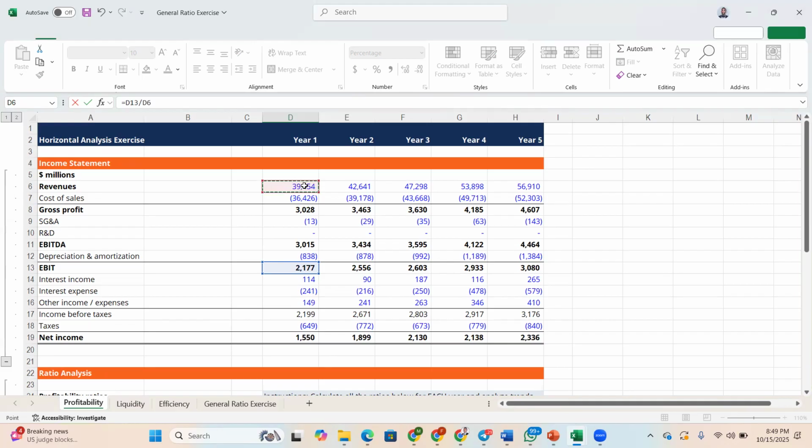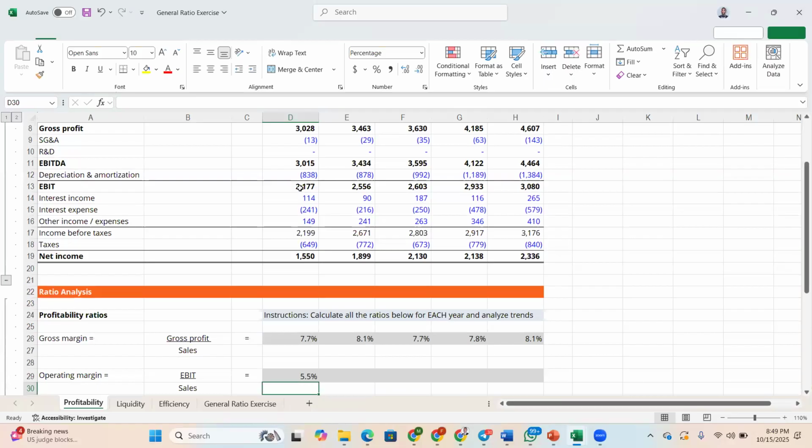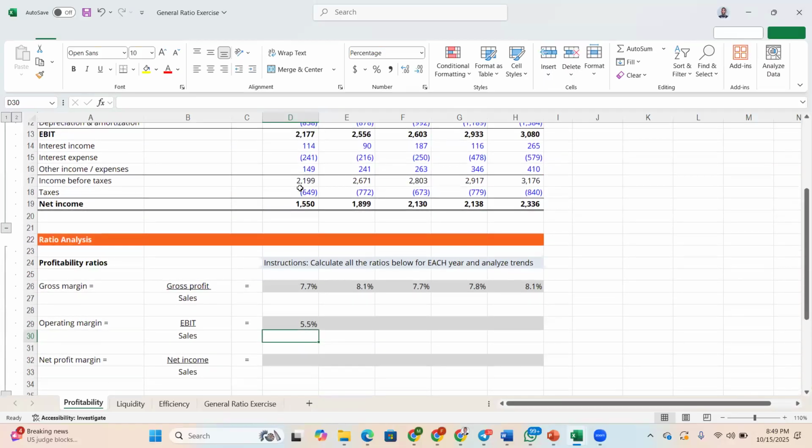So we'll click on it. Make sure these are selected. So we'll check earnings before interest and tax. Yes, 2177. Revenue is 9454. So good, we are good. Then you can press enter. Now it's telling us that this is 5.5%.